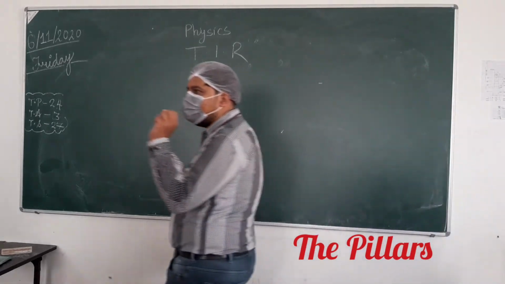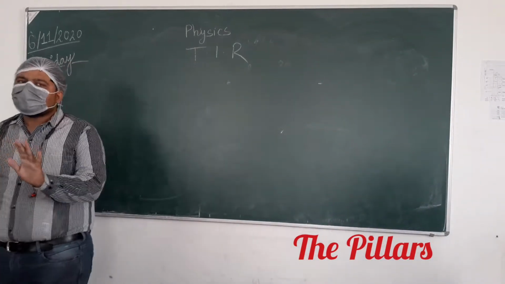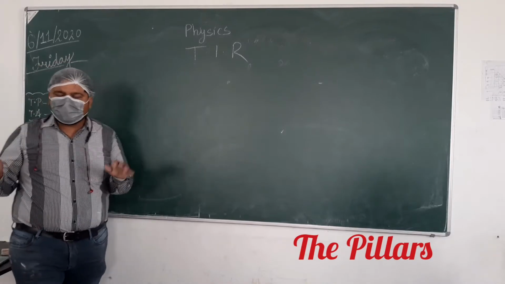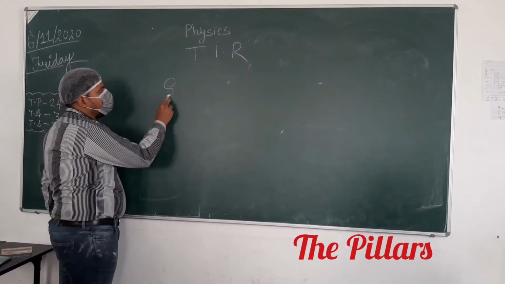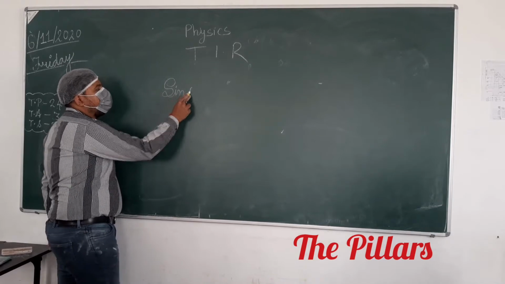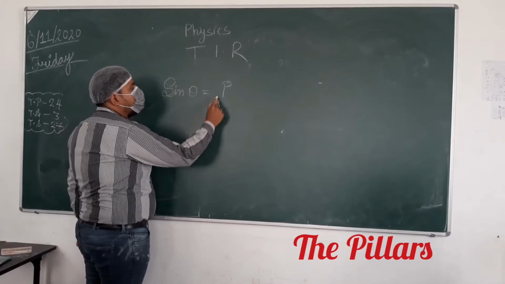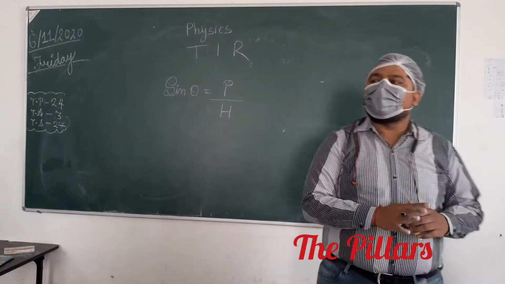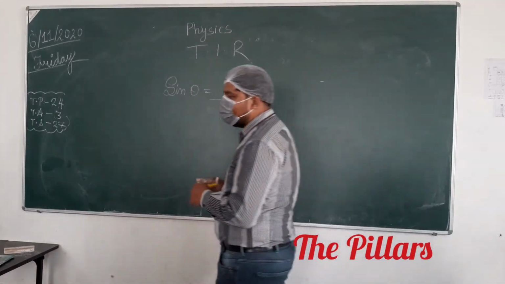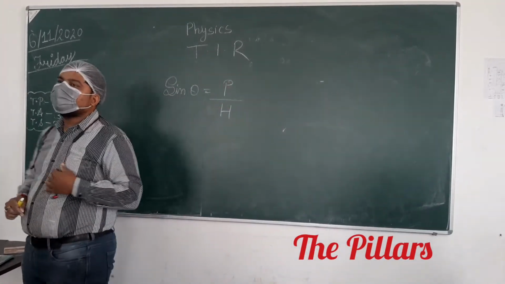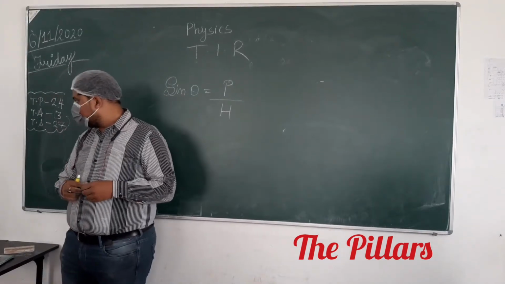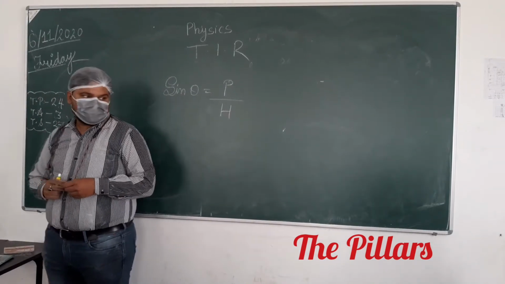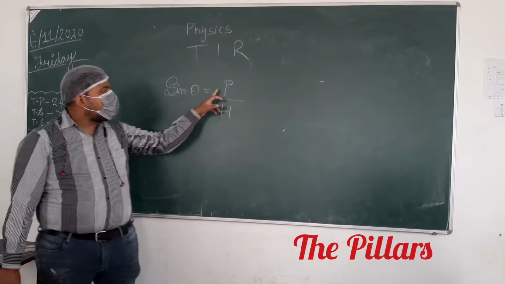A small idea of trigonometry. Sin theta, you know? Sin theta is equal to P upon H. Sin theta is the ratio of perpendicular upon hypotenuse.